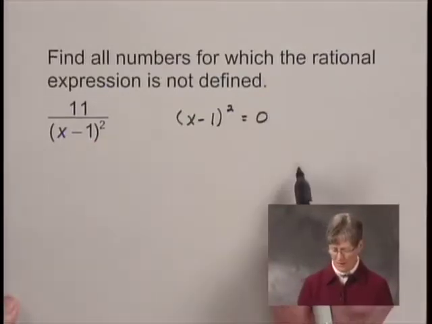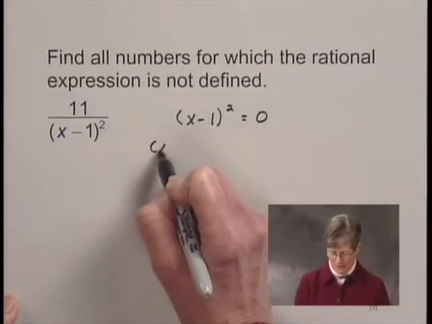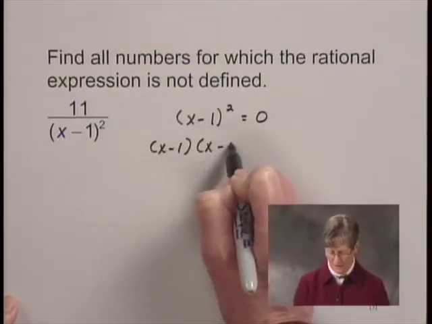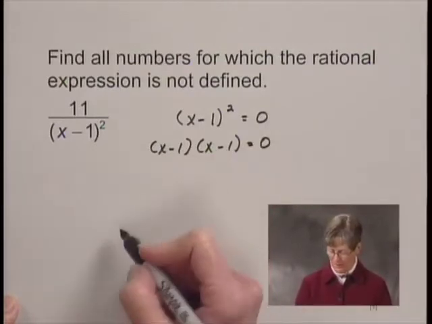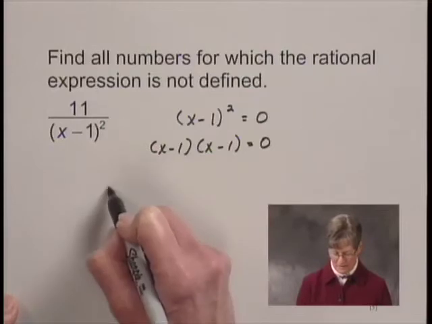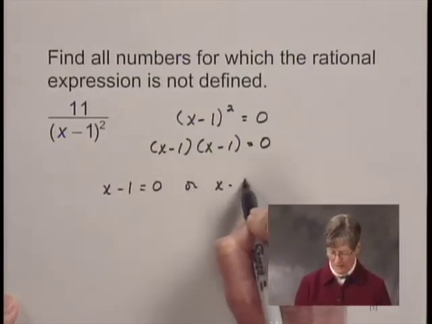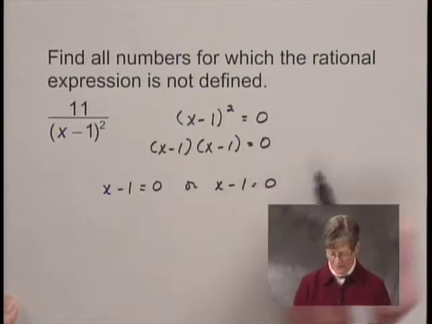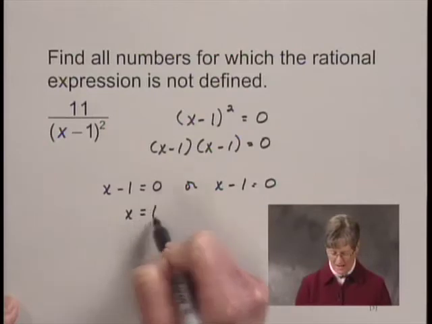So we'll be solving this equation, and I can write (x minus 1) squared as (x minus 1) times (x minus 1). That's equal to 0. And now I can use the principle of zero products. If this product is 0, then x minus 1 equals 0, or x minus 1 equals 0. And when I add 1 on both sides of each of these equations, I get x equals 1.